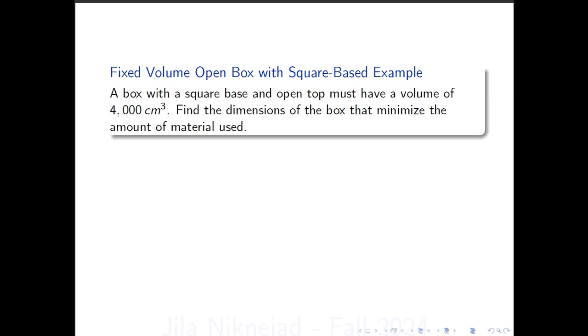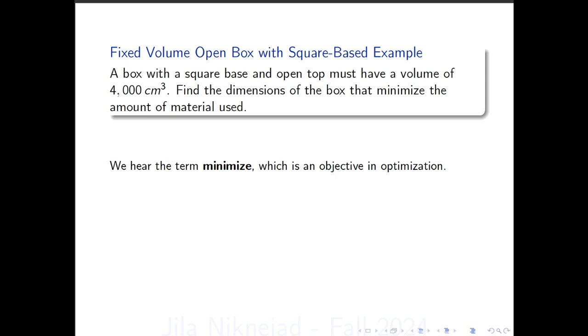Today we're going to talk about fixed volume open box with square based example. Let's say a box with a square base and open top must have a volume of 4,000 cubic centimeters. Find the dimensions of the box that minimize the amount of material used. We hear the term minimize, which is an objective in optimization.